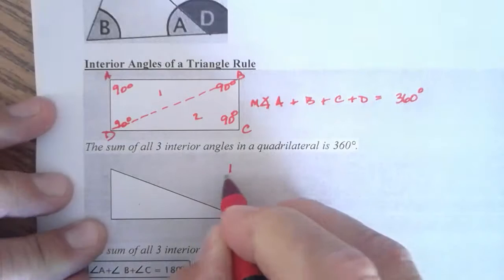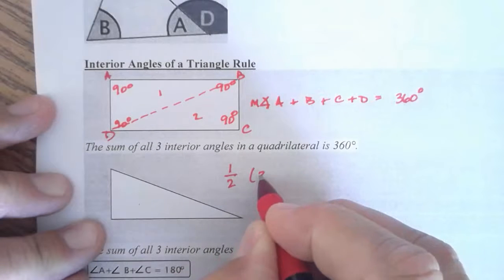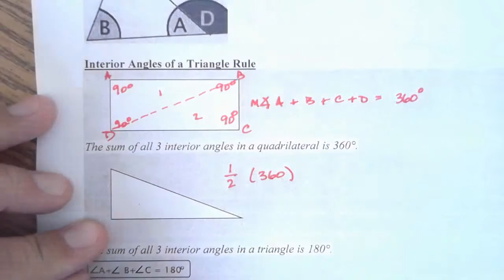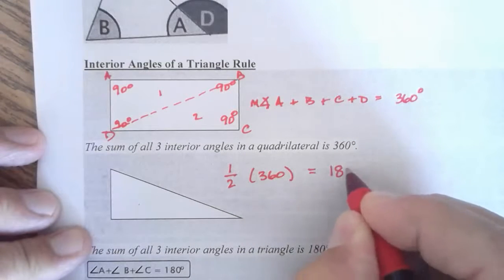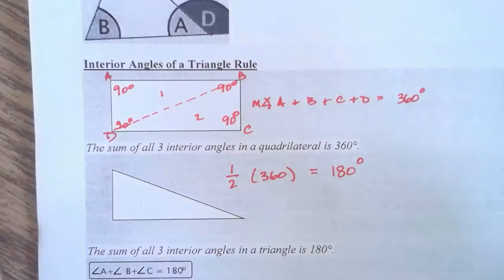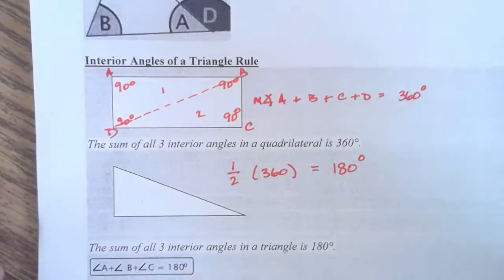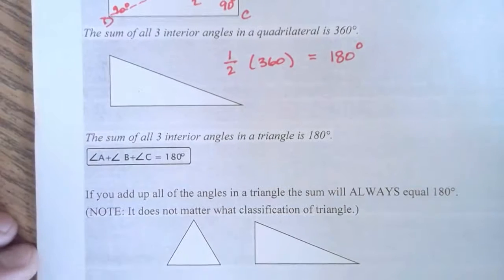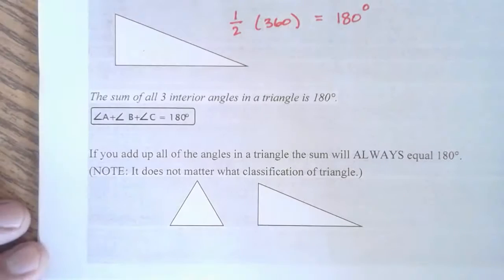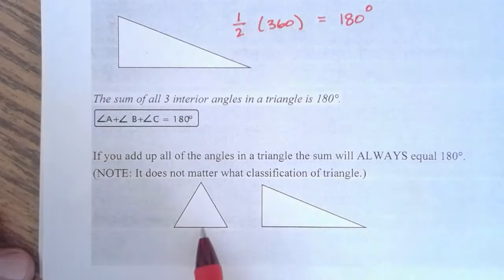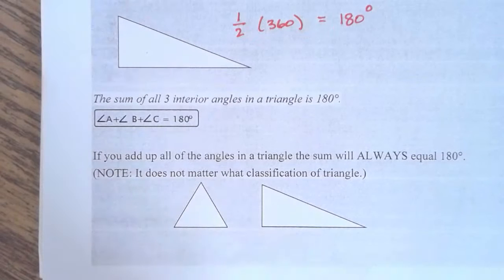Well, if we take half of the 360 degrees that we just showed above, a triangle will have all 3 measures that add up to 180 degrees. And this is going to be an important rule that you'll have moving forward in geometry, especially as you get into your high school classes. I don't care what kind of triangle you give me, if it's an obtuse triangle, if it's a right triangle, if it's a scalene, the classification of the triangle doesn't matter.